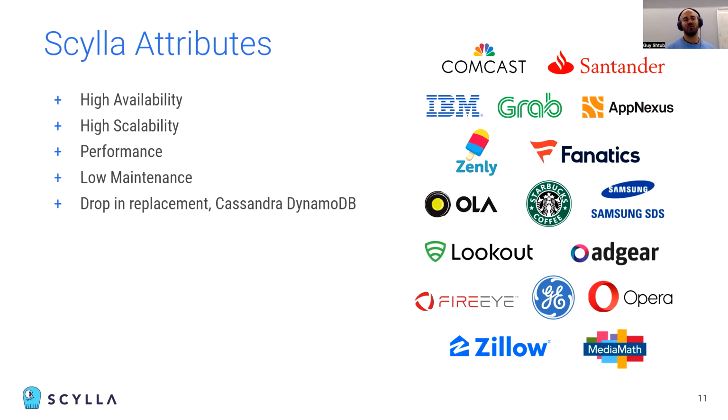Some of the attributes of ScyllaDB. So I mentioned high availability, and data is replicated across different nodes. That means that even if there is a failure in one computer or even in one data center, the system can still serve requests.